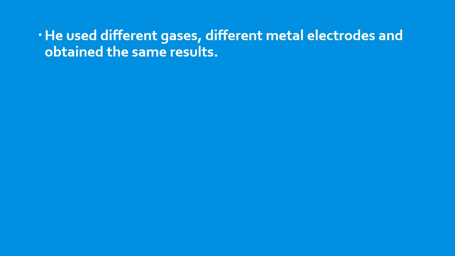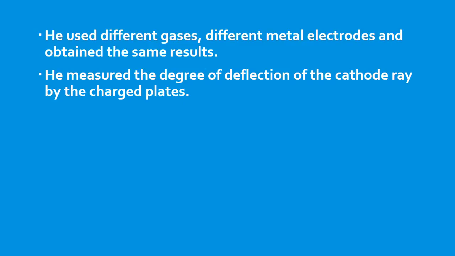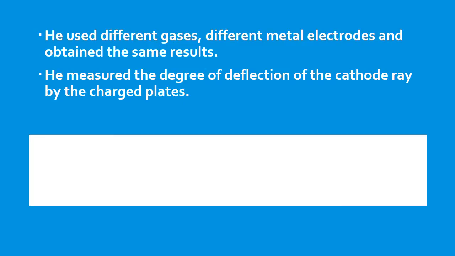Thomson went on to set up experiments to measure the ratio of an electron's charge to its mass. He used different gases, different metal electrodes, and still obtained the same results. He found the ratio to be constant and did not depend on the kind of gas used or the type of metal used for the electrodes.